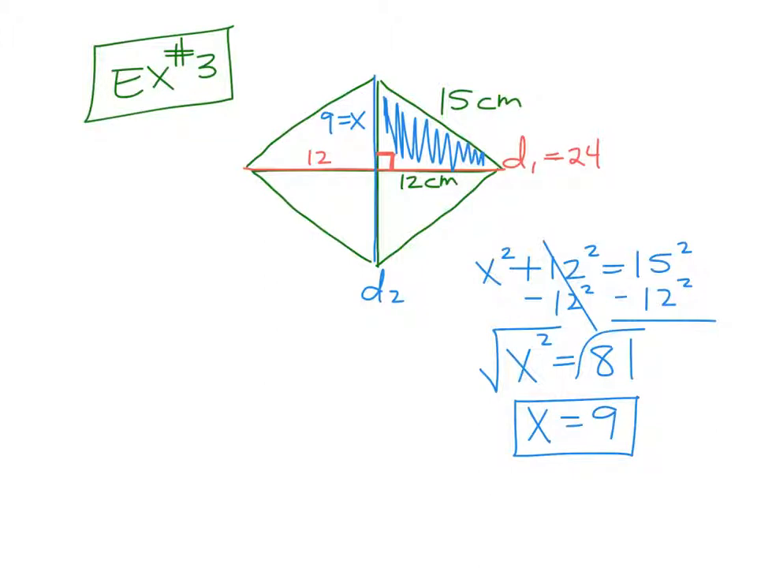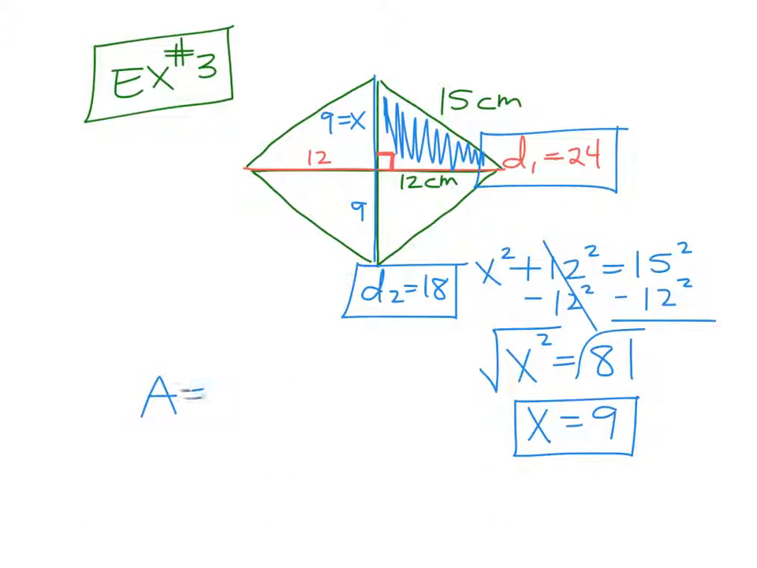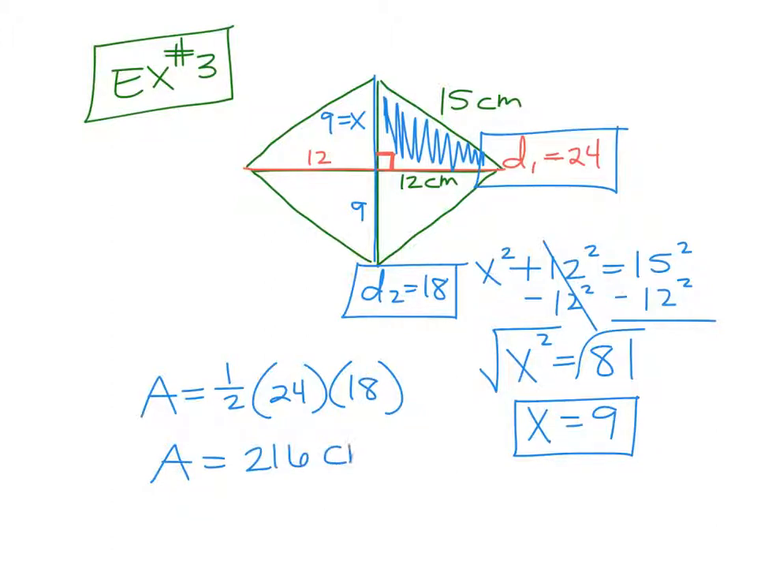So what is diagonal 2? 18, right? 9 and 9 because the diagonals bisect each other. So now I know diagonal 2 is 18. So I have diagonal 1 and diagonal 2, and that's all you need for the formula. It's area equals 1/2 times diagonal 1 times diagonal 2. Okay, and like I said, you can switch those. You can do 1/2 times 18 times 24. That doesn't change anything. But you plug that in and you get 216, how do you label it? Centimeters squared.